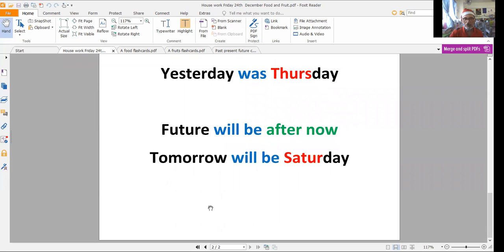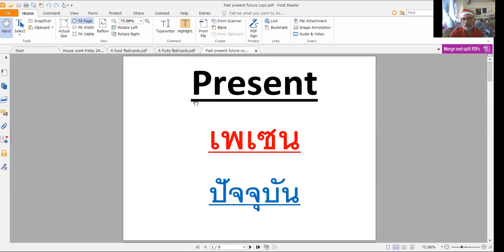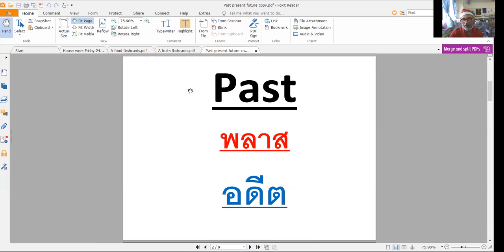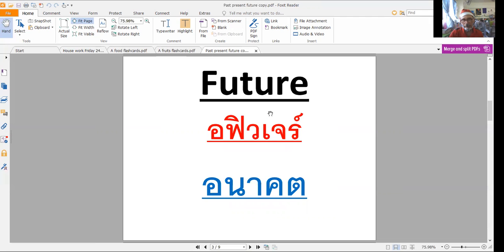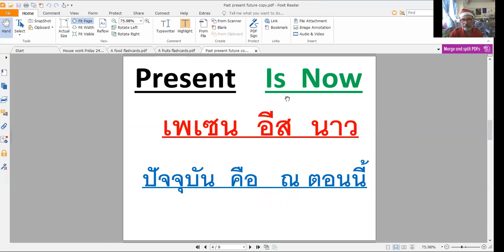All right, now we're going to look at this in a different light. Let's see if you can read some of the Thai that goes with this. Present, now this says present, but what does present mean in the Thai language? Maybe you can tell a little bit more about what this means. Past. What does that say? Future. And written in Thai here is what future means.